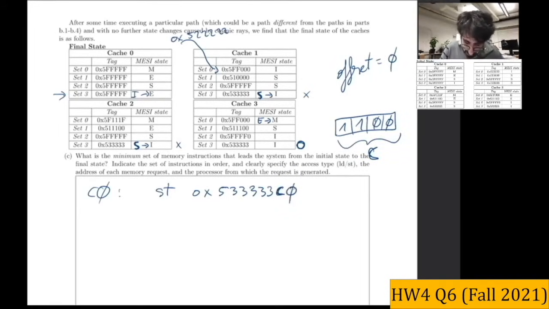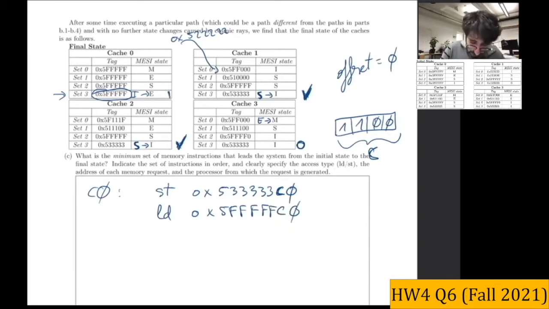So with this first instruction, we already have cache 1 set 3 and cache 2 set 3 in the final state. To set cache 0 in the final state, we basically need to load this address again. By loading this address again, we will automatically put it in exclusive state because this address is not present in any of the other caches. So we just load 0, 5, F, F, F, F, F. This is in set 3.